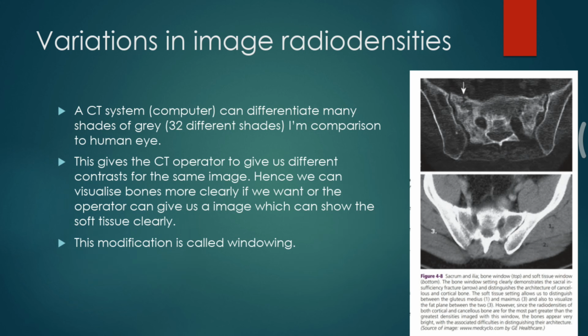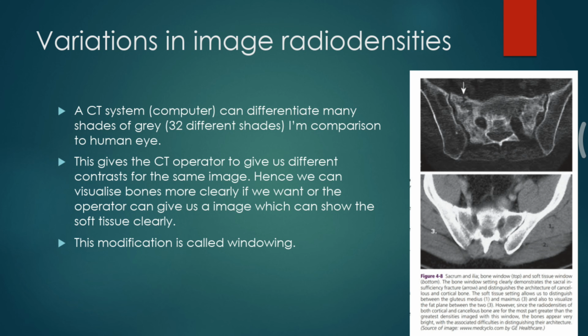Hence, in some of the images, if we want to visualize the bone clearly, then the operator can give us an image which is of a different shade. And if we want to capture the soft tissues, and we are not interested in looking into the bone, then you can change the image density and show us. This process is called windowing. So you can have a bone windowing or a soft tissue windowing, and the particular structure will be more clear in those radio densities.